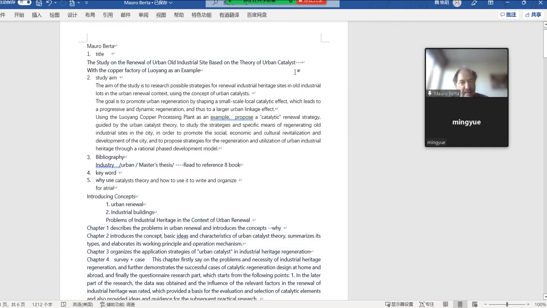But I think that the core business of your work, the focus of your work, is on the temporary uses of the old industrial site. Do you agree with me with that? Yes, you mean temporary. Temporary.